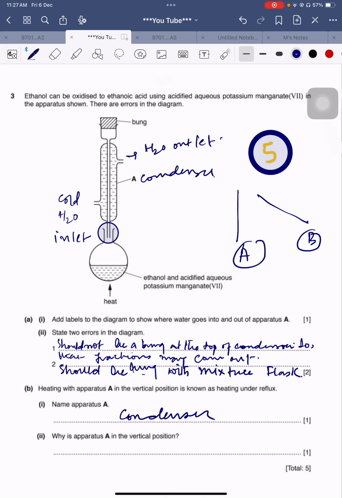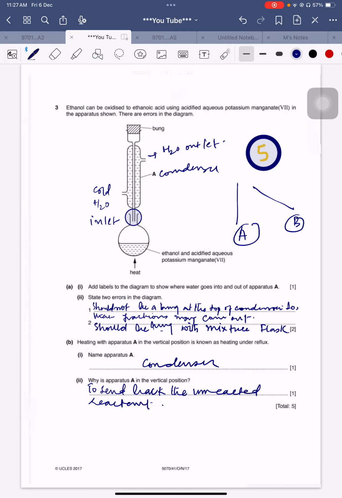So there are two types of the condenser. I have told you about the use. Now I'm writing it: so that the unreacted reactants may be sent back, the unreacted reactant. Okay, so this was the detail about this question.